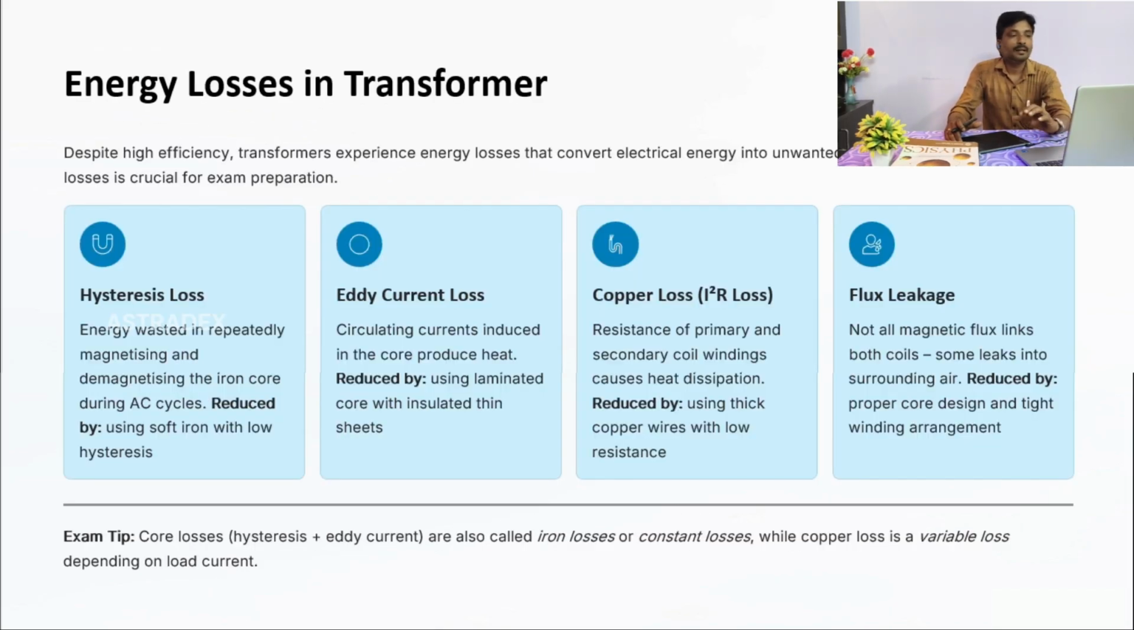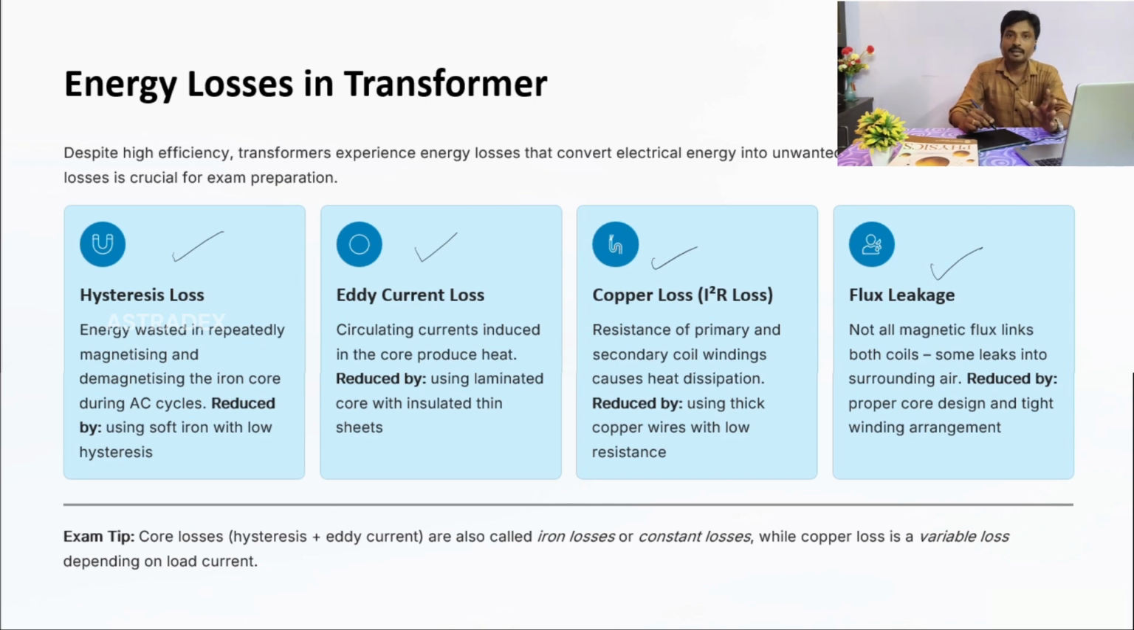The next one is energy losses. Actually, the transformer experiences energy losses due to heat production. Okay, while the current flows through the coils, it will generate heat, that is unwanted heat. We are transferring only energy. We are not producing heat. So here, due to some reasons, energy will be lost. What are the types of energy losses? First one is hysteresis losses, and eddy current losses, and copper loss, and flux leakage. Here, first one is hysteresis loss.